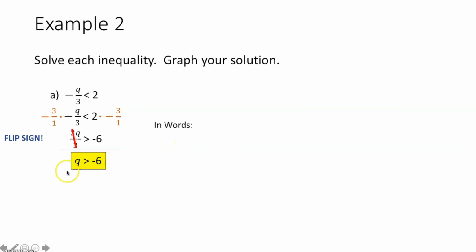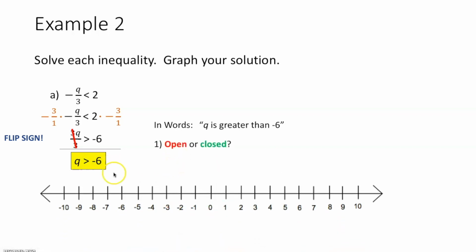First, say it in words. Q is greater than negative 6. Next, is it an open or a closed circle at negative 6? Well, since there's no equal sign under here, we're going to put an open circle at negative 6. So we go here and put an open circle. And we're going to shade which way? To the left or the right?